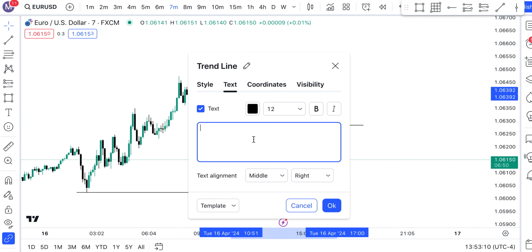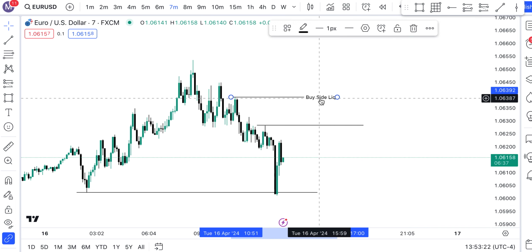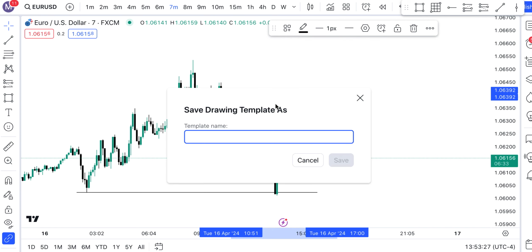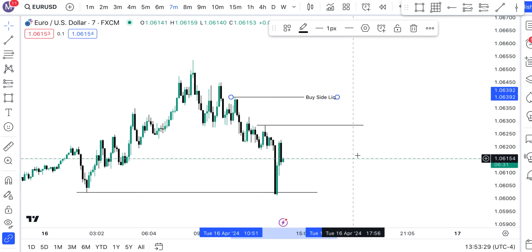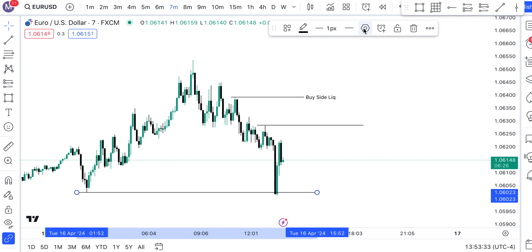Let me mark these out. We'll call it buy side liquidity, and we will save that. And we'll call this sell side.